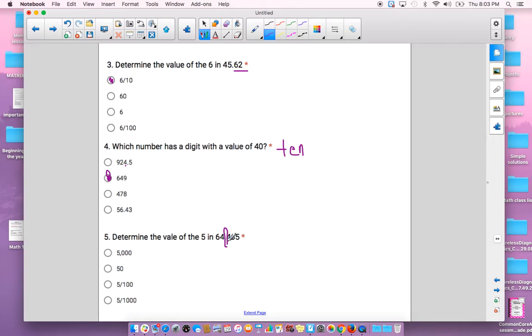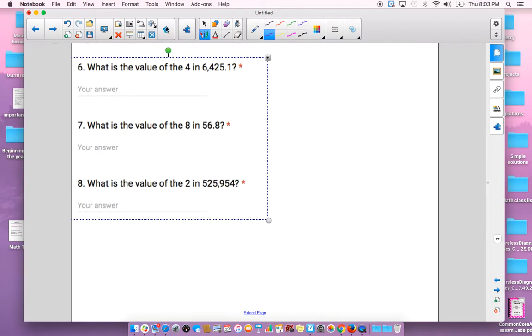So it's not a whole number, so I know it cannot be this, and I know it cannot be this. And the 5 is not in the hundredths place. It would be here. It's in the thousandths place. All right, let's move on to the next one. What is the value of the 4?